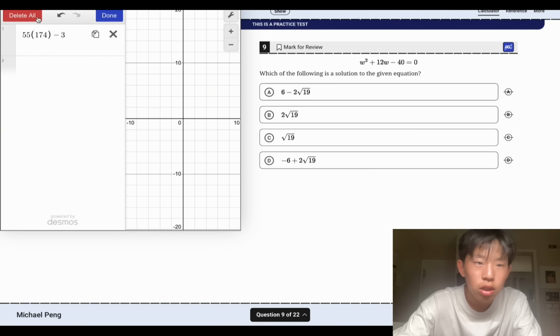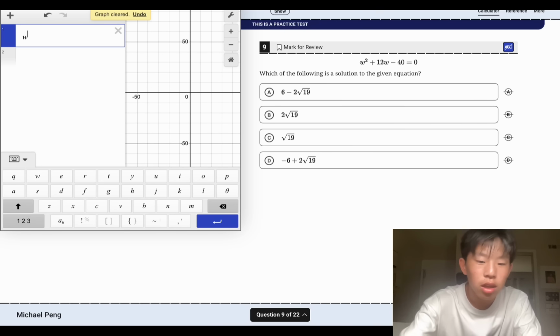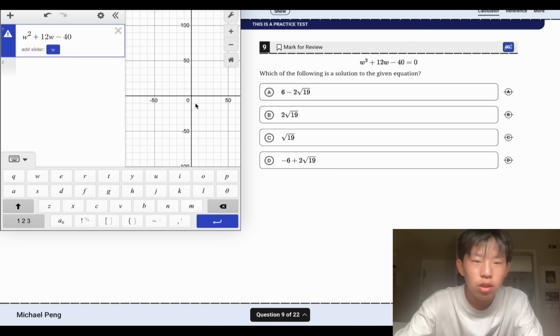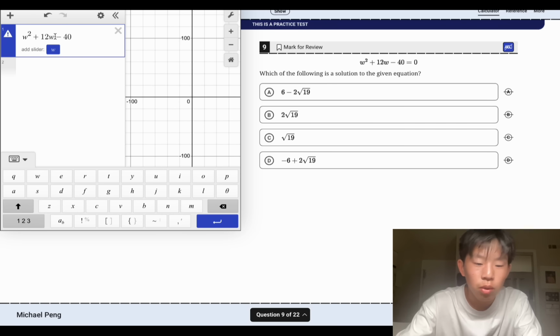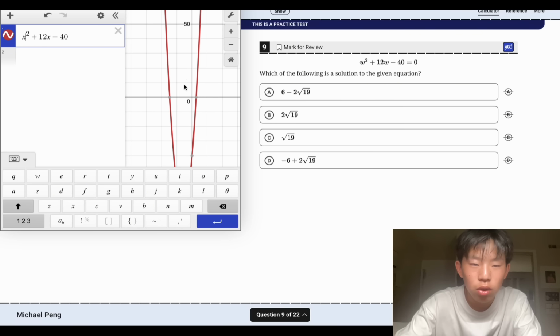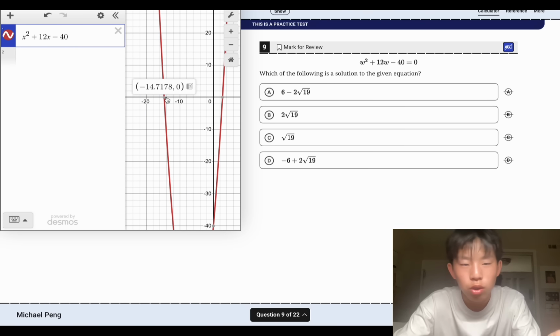Okay, next question. I know it says W, so you might be inclined to write W squared plus 12W minus 40. And you see how it doesn't work in Desmos? What you want to do is just use X instead. Okay. So now it's asking which one is a solution. As you know, a solution is when it touches the x-axis, like a root or a 0. So which one of these numbers represents one of these two numbers?